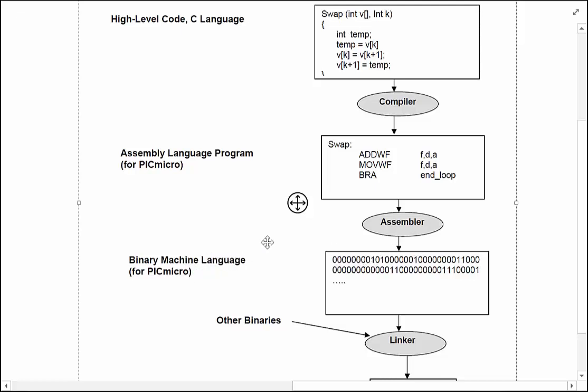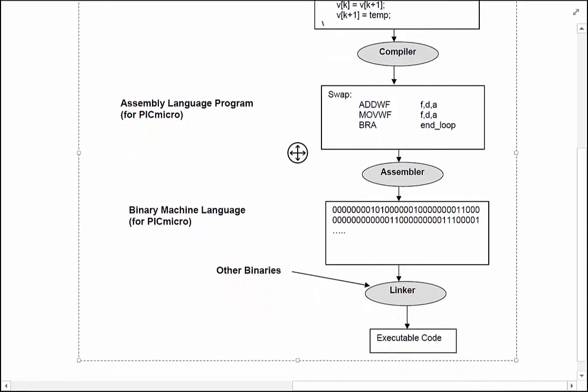Once we are here, this machine language can be understood by open or closed transistors, energy or no energy, with zeros and ones. Now we can turn to the underlying hardware, which is driven electrically by electrons, to actually manipulate this. At that point, if we have other machine language binaries or other things we want to include, we include them with our piece, and now we have an executable code.